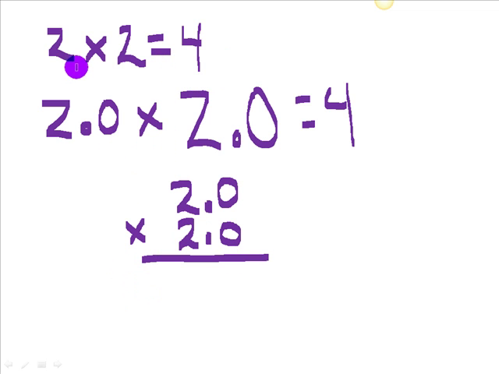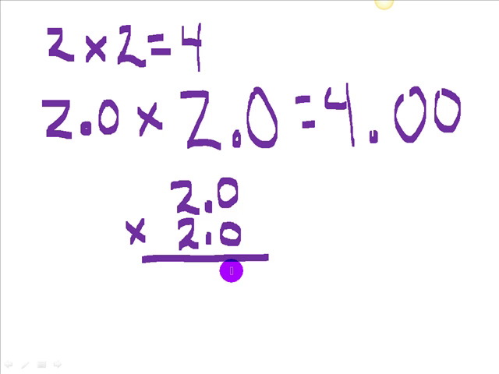Let's look at another example. 2 times 2, you know that that is 4. So 2.0 times 2.0 is also 4. You could say, well, it's 4.00, and that would be correct, but 4.00 is also equal to 4. All right, so we line it up so that our last number is over the last number, just like this.